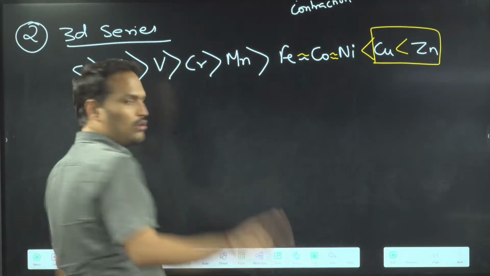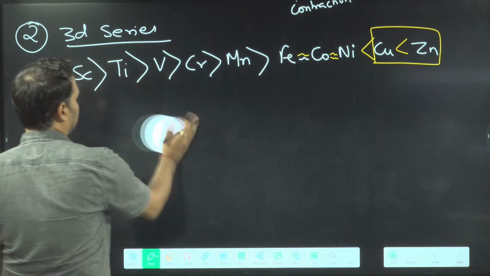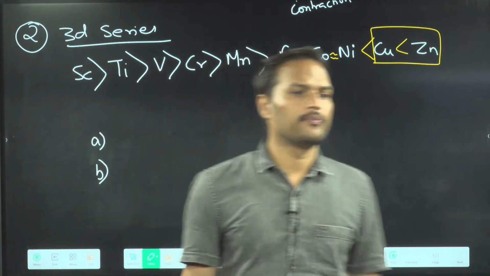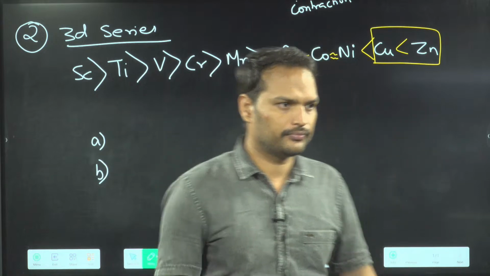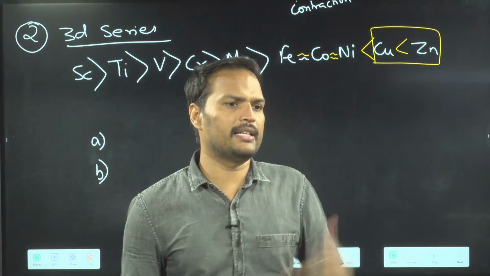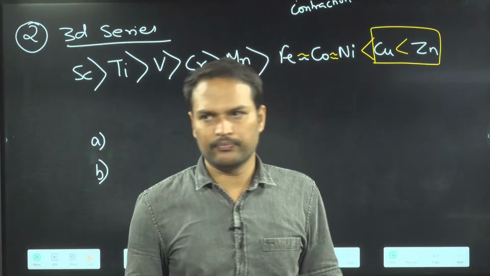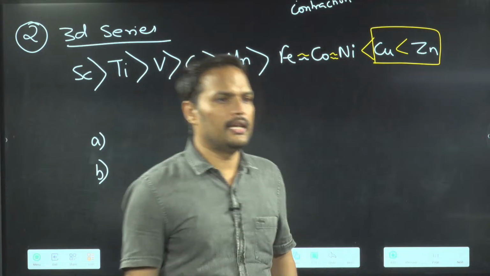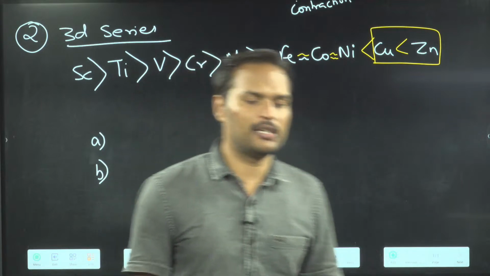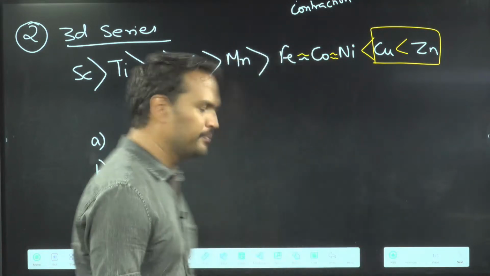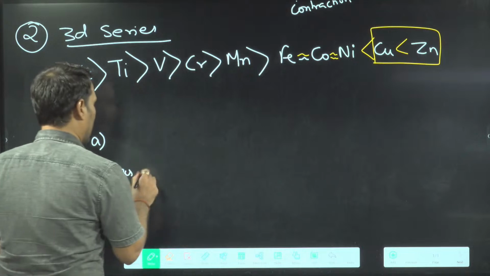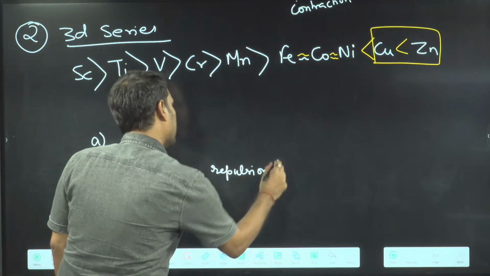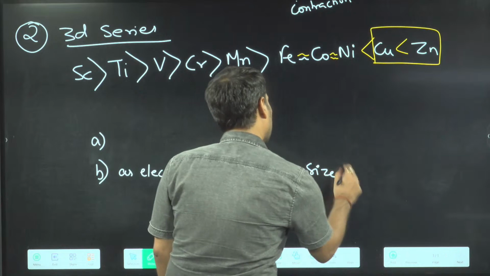Now, how to explain these things? We will explain these things on 2 points. What are those 2 points? See, A point and B point. You know one thing. How does size increase? You can say, sir, electronic repulsion. More electronic repulsion, size increases. Am I correct? So 2 points are there: as electronic repulsion increases, that implies size increases.